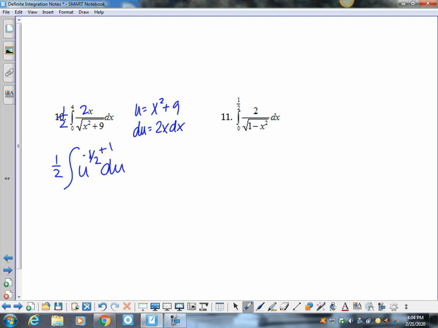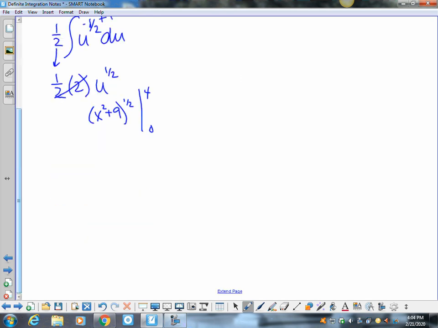Okay, so if I add 1, that's a 1/2. This 1/2 is just this one being brought down. Negative 1/2 plus 1 is a 1/2, and then you flip it, that's a 2. U to the 1/2. So those cancel. So I have x squared plus 9 to the 1/2 from 0 to 4. So if I plug in a 4, squared is 16 plus 9 is 25, and square root it, that's a 5. Plug in a 0, that's a 9. Square root it, that's a 3. And subtract, that's a 2.